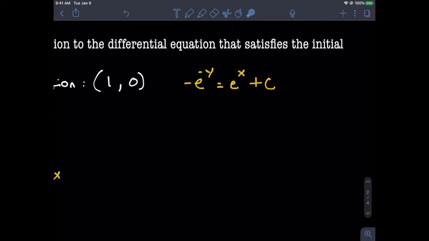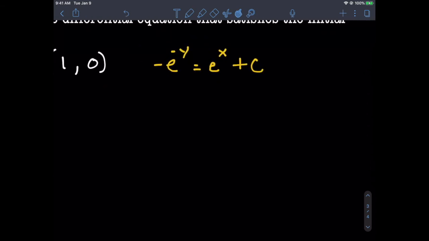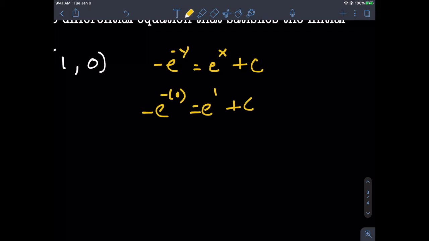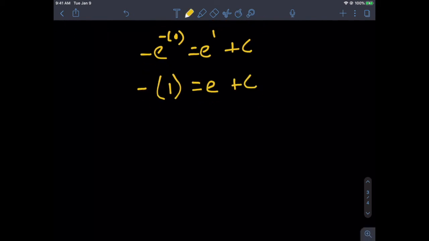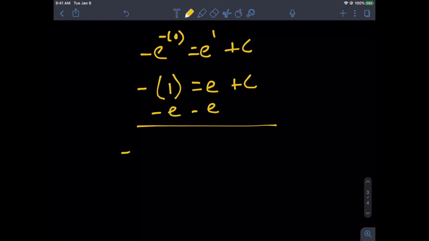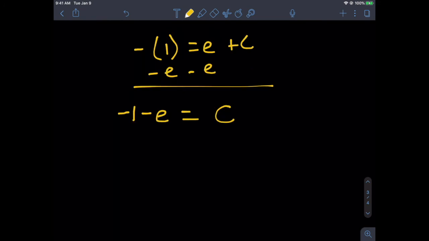Now we incorporate our initial condition here by plugging in 0 for y and 1 for x, and solving for c. And we get negative e to the negative 0 equals e to the 1 plus c. Now anything to the 0 power, whether it's positive or negative 0, is going to equal 1, and e to the 1 is just e. We will subtract our e from both sides because we want to get c by itself, and we are left with negative 1 minus e is equal to c.